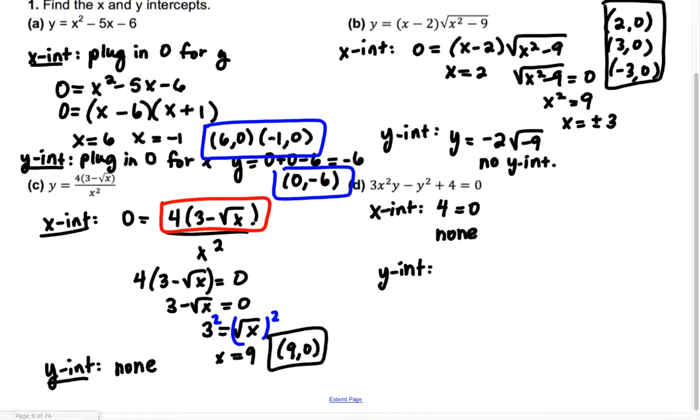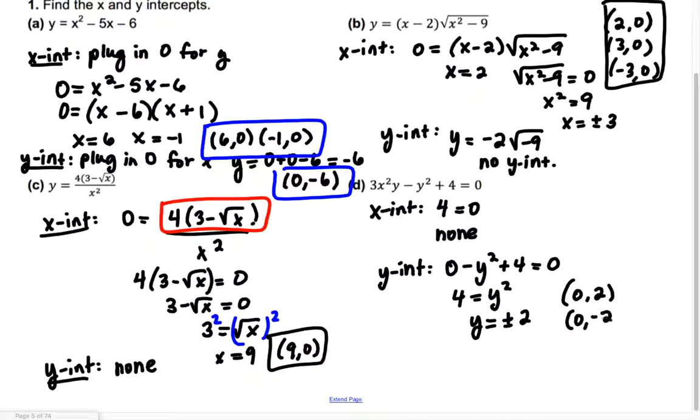Y-intercept, plug in 0 for x. So I get 0 minus y squared plus 4 is equal to 0. So I get y squared is equal to 4. So y equals plus or minus 2. So I get 2 y-intercepts. So I have 0, 2. I plugged in 0 for x to get 2 for y.